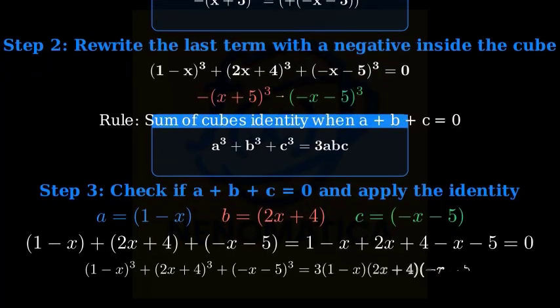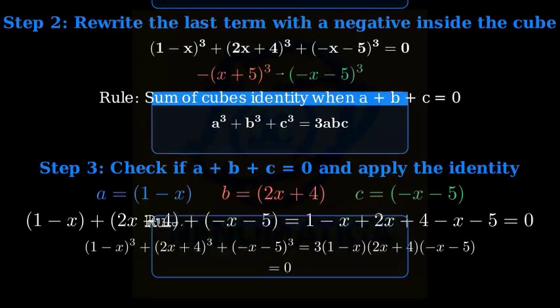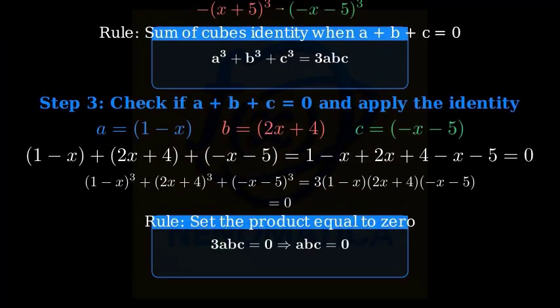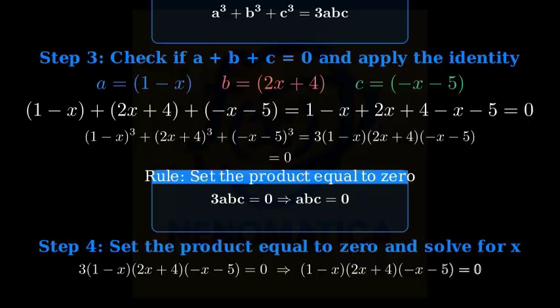Therefore, the left side becomes 3 times (1 minus x)(2x plus 4)(negative x minus 5). Now, we have a product equal to 0. 3abc equals 0 implies abc equals 0. That means at least one factor is 0. So we set each factor equal to 0 and solve.